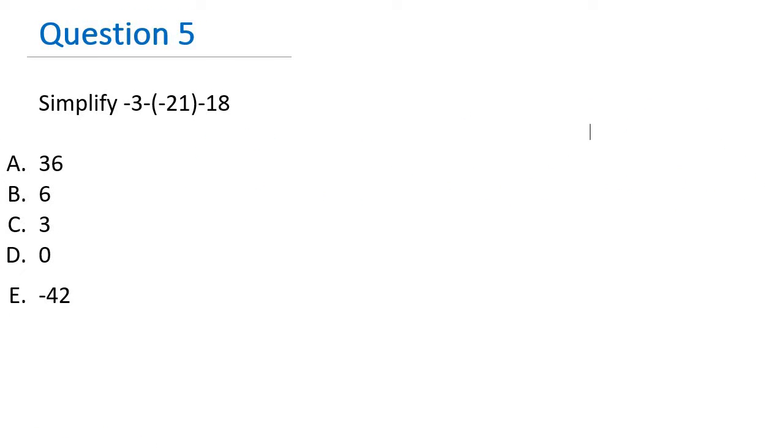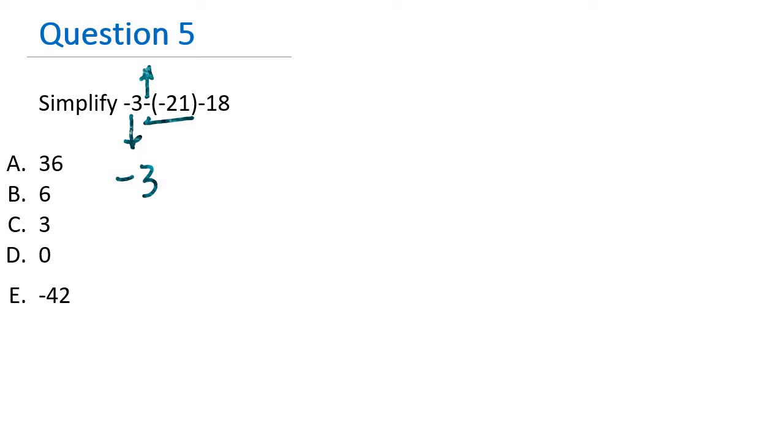Question 5 says, simplify -3 minus -21 in the bracket minus 18. We must always use board maths, okay? So we need to break this bracket. So -3. To break this bracket, I just brought this down. It's not as if I'm starting from -3. We use this minus here to multiply the term inside the bracket.